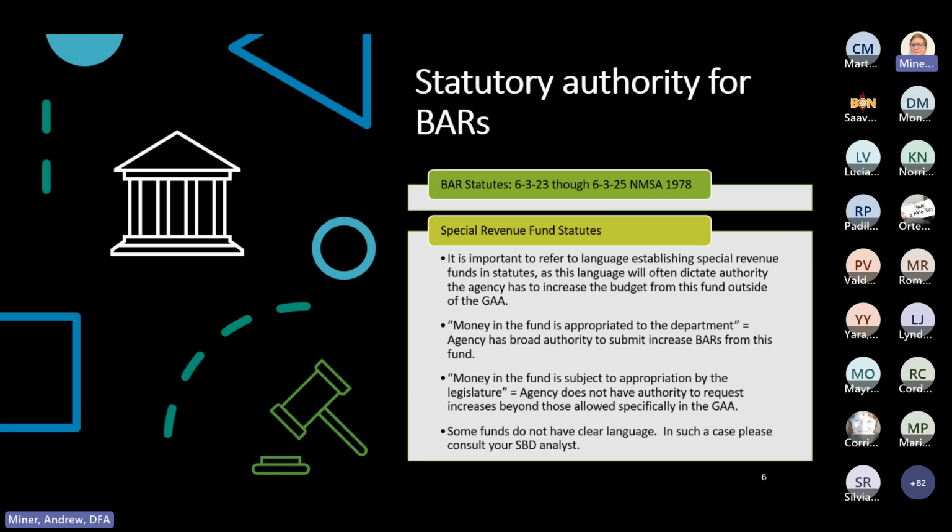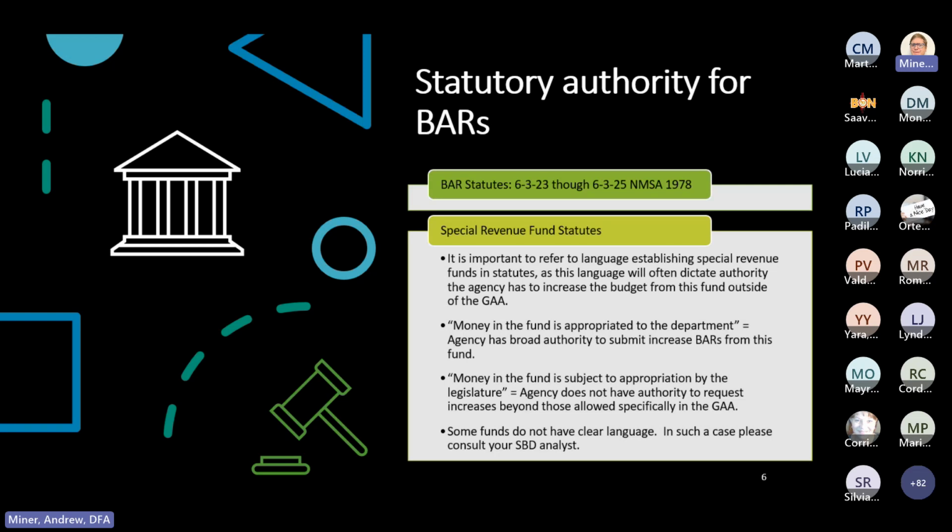So there's a couple of key phrases that you're looking for when you look up your special revenue fund statutes. The first one is "money in the fund is appropriated to the department." This phrase means that you have broad authority to submit increase BARs from that fund. Basically, the legislature, in creating these statutes, automatically appropriated money to the fund. You don't have to get permission from them every time you want to spend something from that fund.